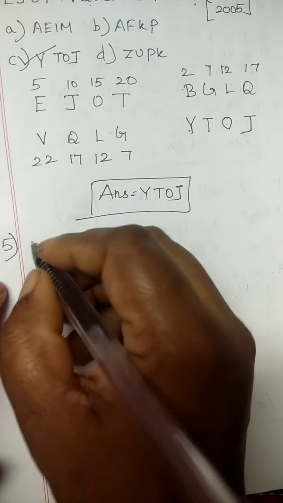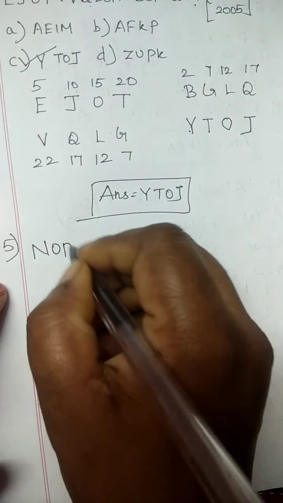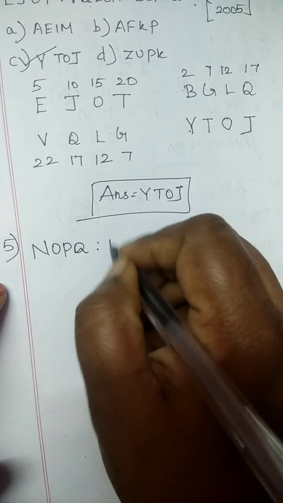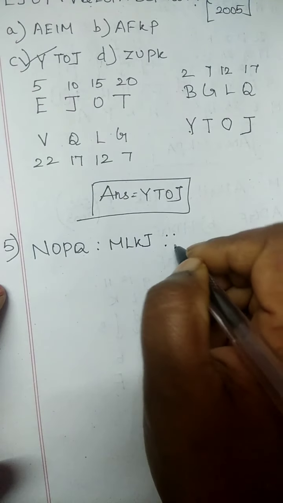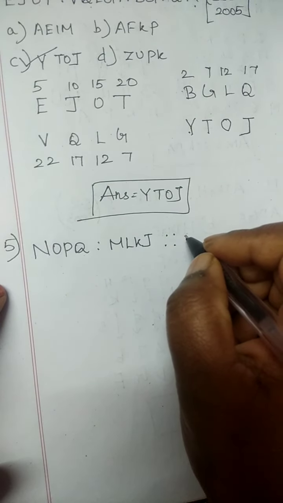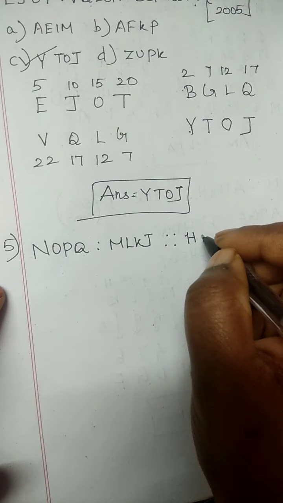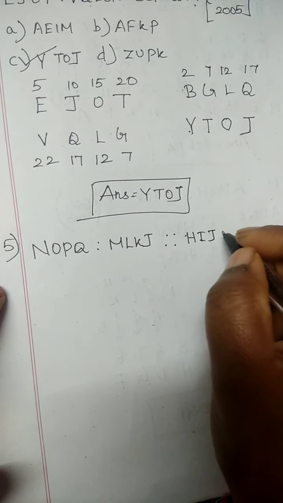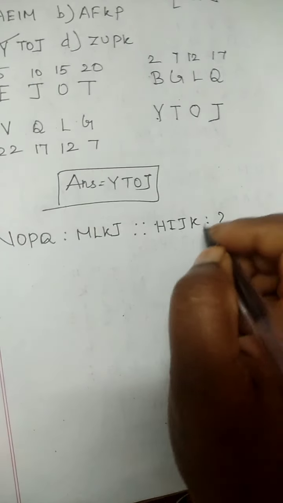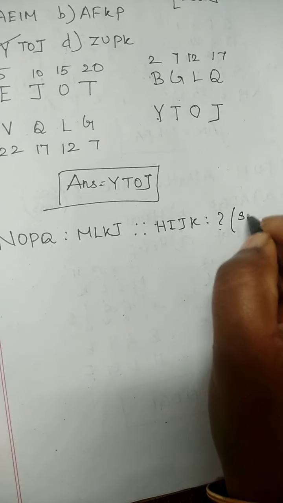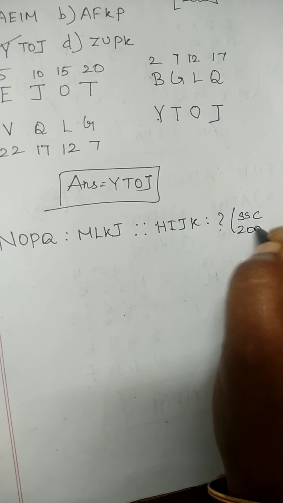Fifth sum is NOPQ, same model, MLKJ. Same model, but not the reversal one. It is the same kind of problem, but the method may vary. And this question was asked in the SSC exam 2002.